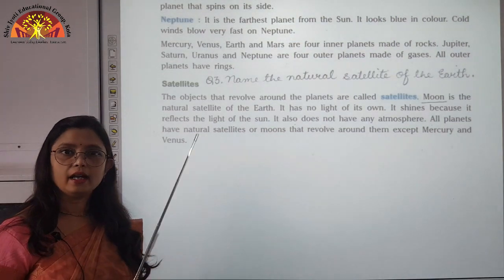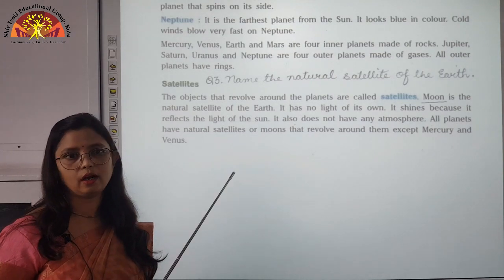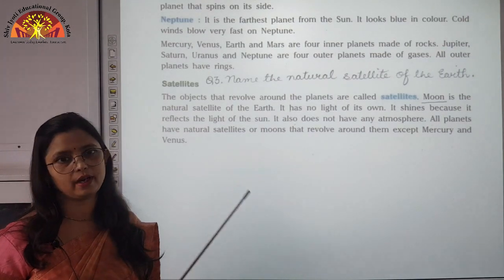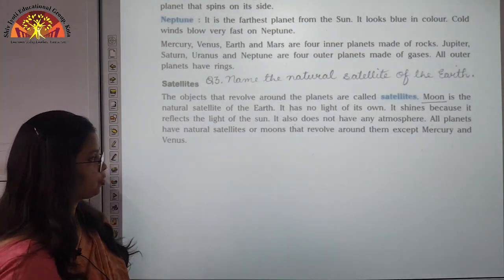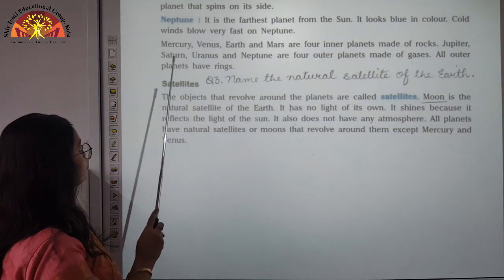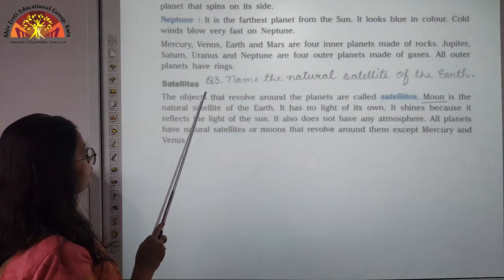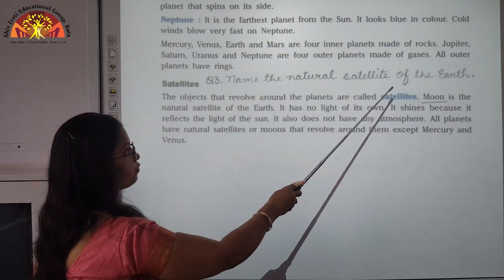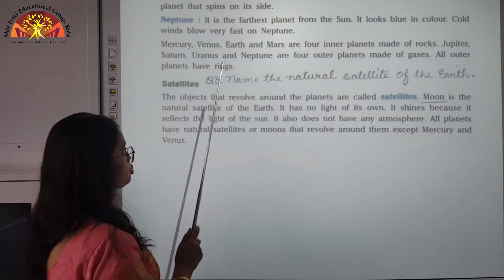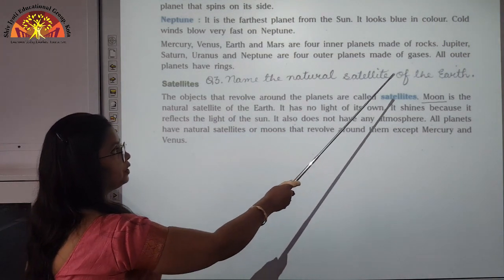So children, I will just show you the moon and how it revolves around the planet. Before that, first we write one internal question. So mark your internal question. So you have to write this above this paragraph of satellite. Question number 3, name the natural satellite of the Earth. Question is, name the natural satellite of the Earth.